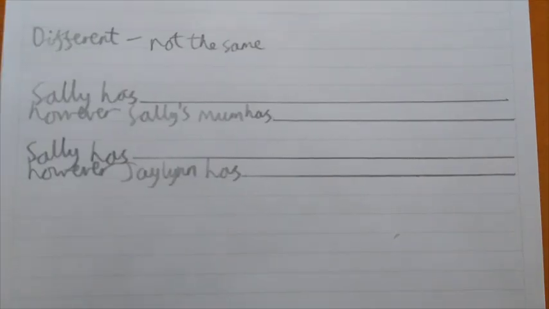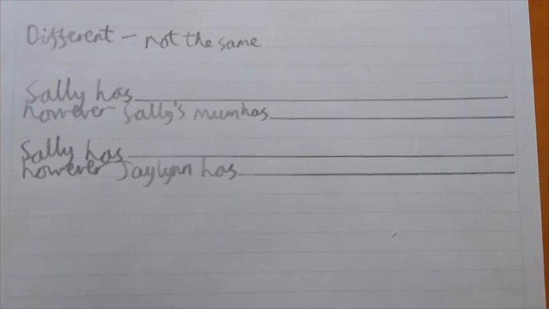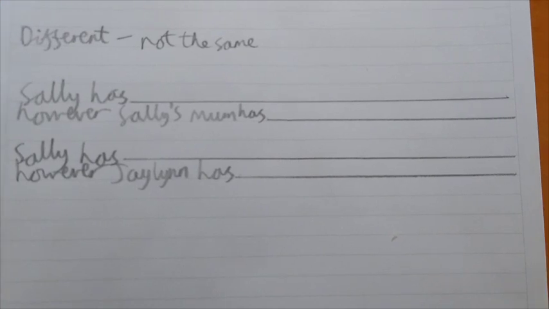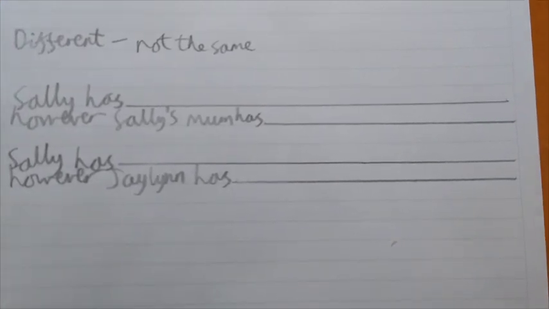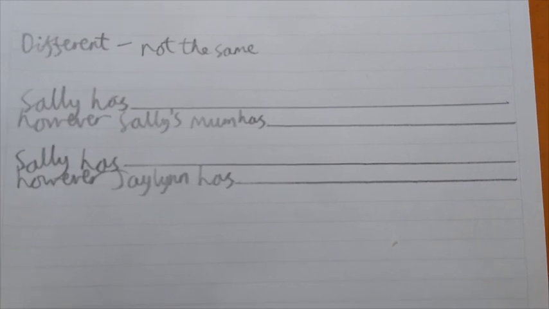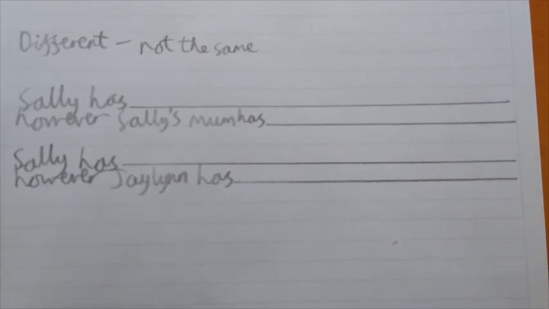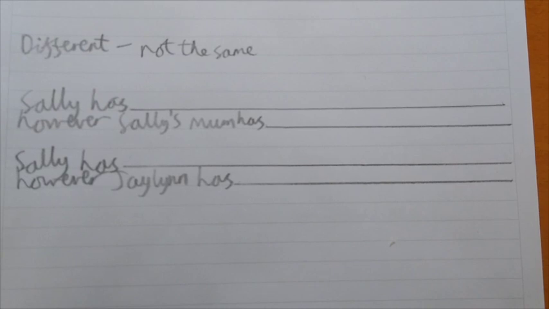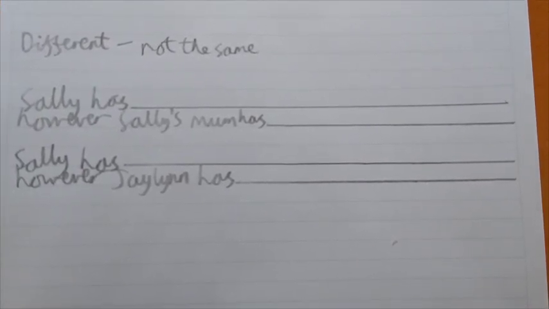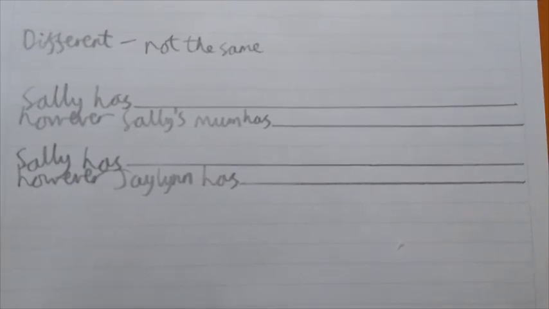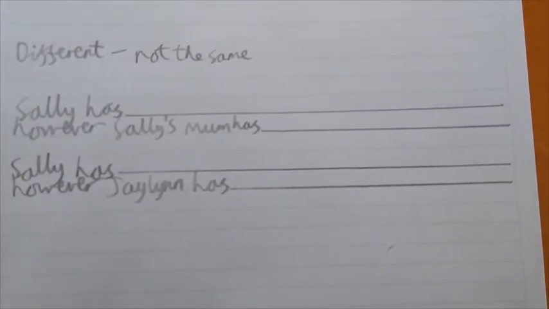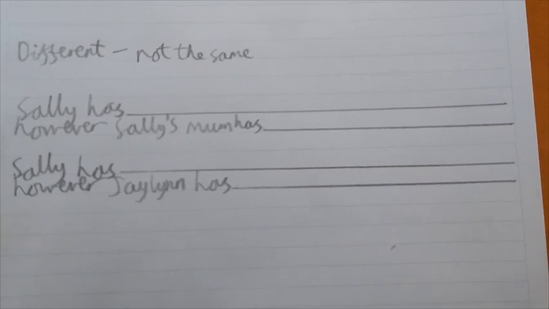So next, we are going to be exploring what differences Sally has with her friend Jaylin. So we're going to be using the same sentence structure: Sally has, however Jaylin has, but this time using Jaylin instead of Sally's mum. So differences can be visual differences and what they look like. So we'd look at the pictures for that, and also exploring what Sally and Jaylin have for family.